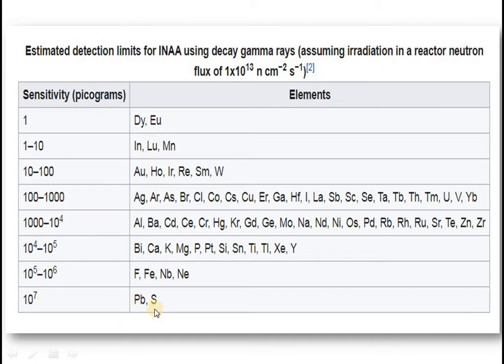And you see the bottommost level. Lead is identifiable if present at around 10 raised to minus 5 gram. Even at 10 raised to minus 5 gram, it is identifiable. So the sensitivity differs; the table implies that the sensitivity varies from element to element. Still, around 74 elements are identified. That's a very blessed side, the positive side of neutron activation analysis.